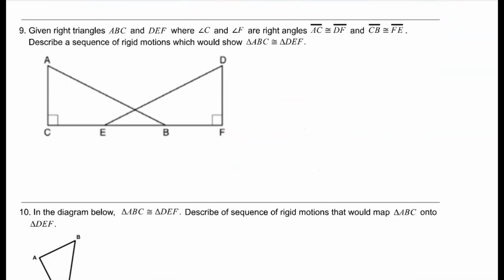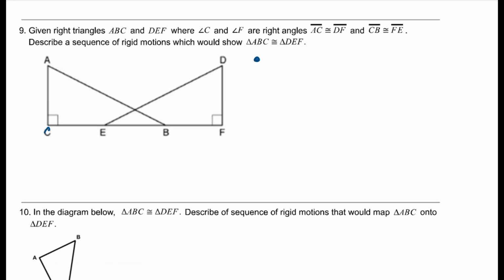Number 9. Given right triangles ABC and DEF, where angle C and angle F are right angles, all that other information, they're telling me that these sides are the same and that this is congruent to this, describe a sequence of rigid motions that would map ABC onto DEF. Notice that none of my vertices are touching. I need B to be on E, I need C to be on F, and so on.